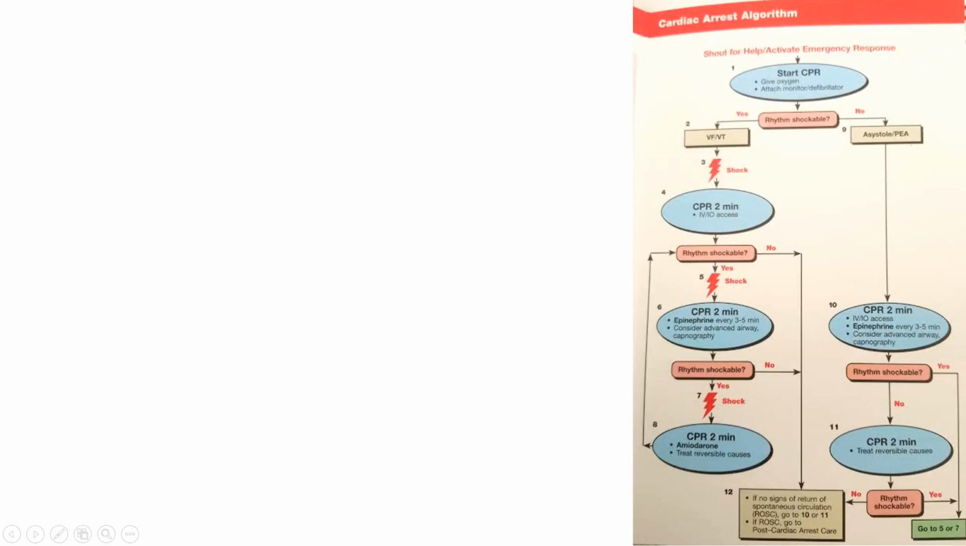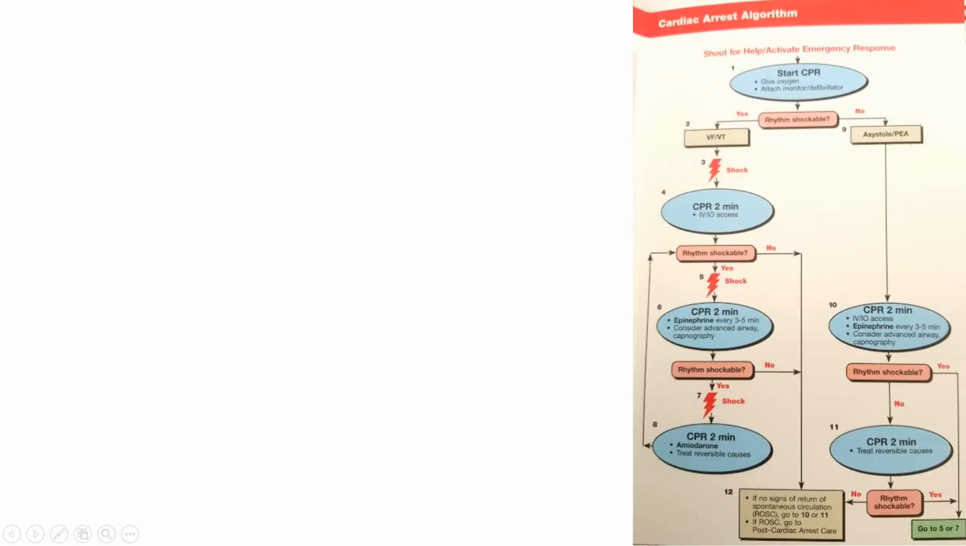If it is shockable, then what you can do is CPR for 2 minutes, and epinephrine every 3 to 5 minutes. Consider advanced airway capnography. Again, that's measuring the CO2. And then you just keep on going through the same algorithm. Is it shockable, yes or no?